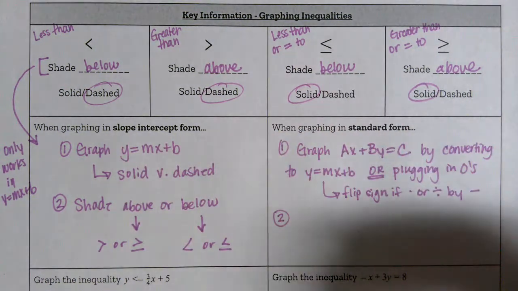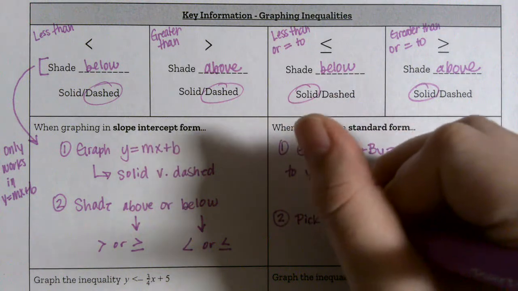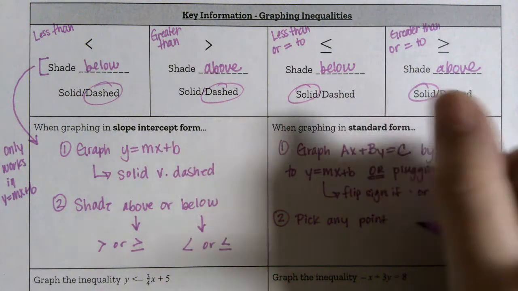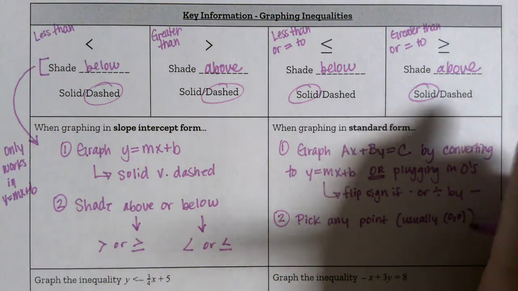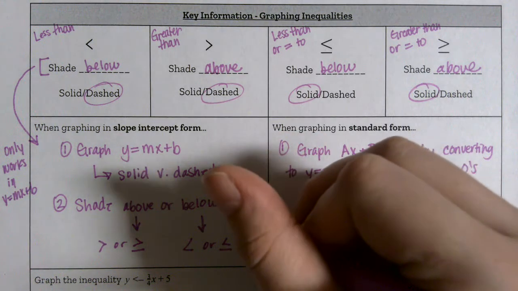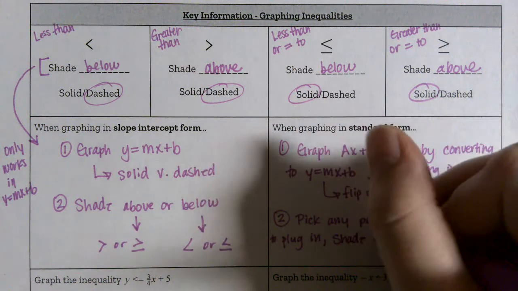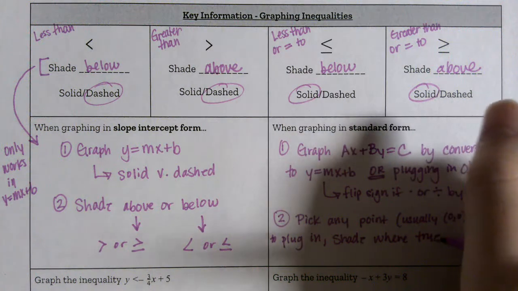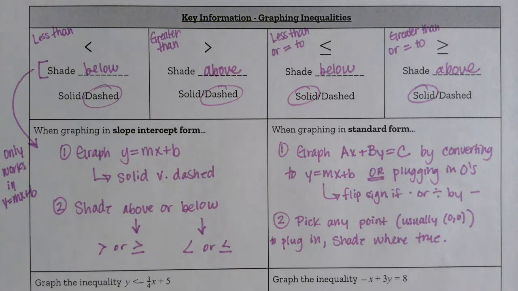And then to shade this one, it sounds a little confusing, but once we do an example, it'll make a lot of sense. You are going to pick any point. It's usually the point 0, 0. Plug it in, and then you shade where true. If you need more time to write that down, you can go ahead and pause it so I can go through a couple examples when you return.